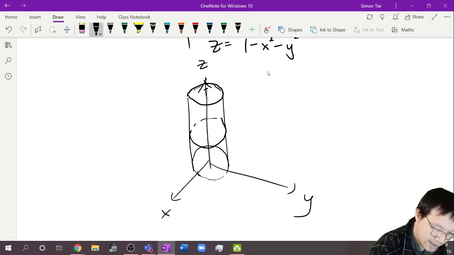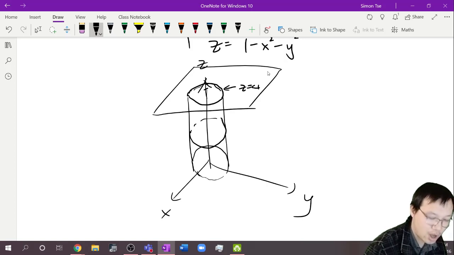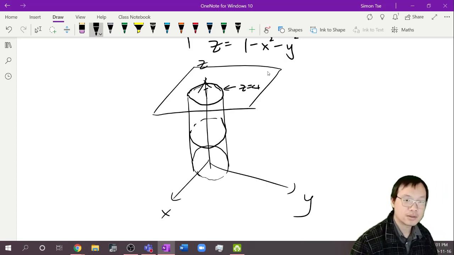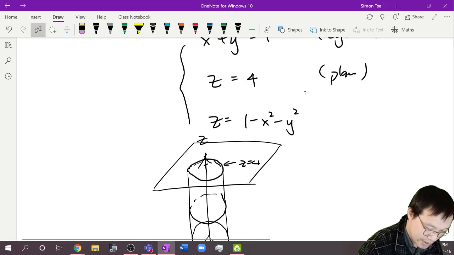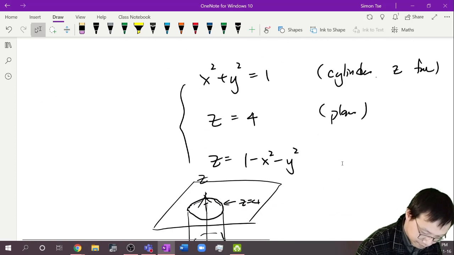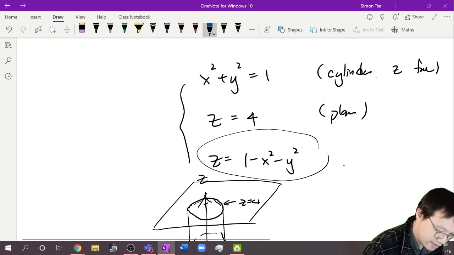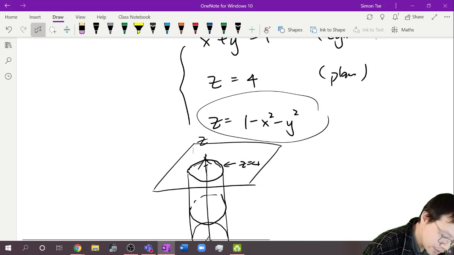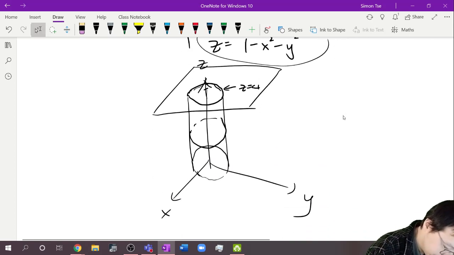At this point, we have z equals 4. So I have a plane on the top ending. But below, we have something that's rather tricky. This extra weird thing that gives you some parabola that's upside down. So it might look like this.